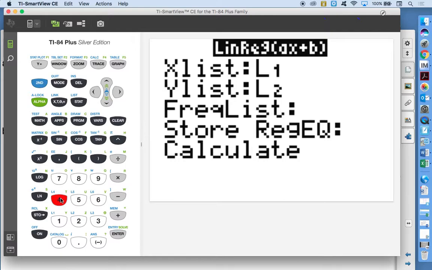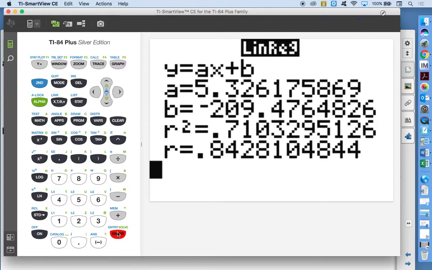Your screen may not look exactly like this, and that's okay. It just depends what version your calculator is. If you have a screen like this, you need to enter down till you get to the word calculate, and then hit enter. So I think you have to enter 4 times. And then it should give you y equals ax plus b. And then it gives you an a, a b, an r squared, and an r. You don't need r squared. That would be if you're going to take AP Stat or Stat in college.